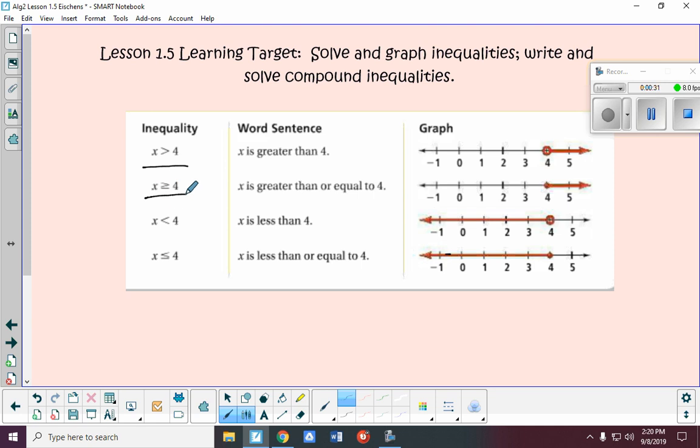If it's greater than or equal to 4, we would have it be equal to 4, so it would be a closed circle, and then everything larger than 4, so everything to the right. X is less than 4 would be an open circle at 4, and everything just below 4, like 2.9999, everything to the left then of 4. X is less than or equal to 4, it would be a closed circle at 4, so it would include 4, and then everything to the left of 4. Remember, with greater than or less than, the arrow always points at the smaller value.